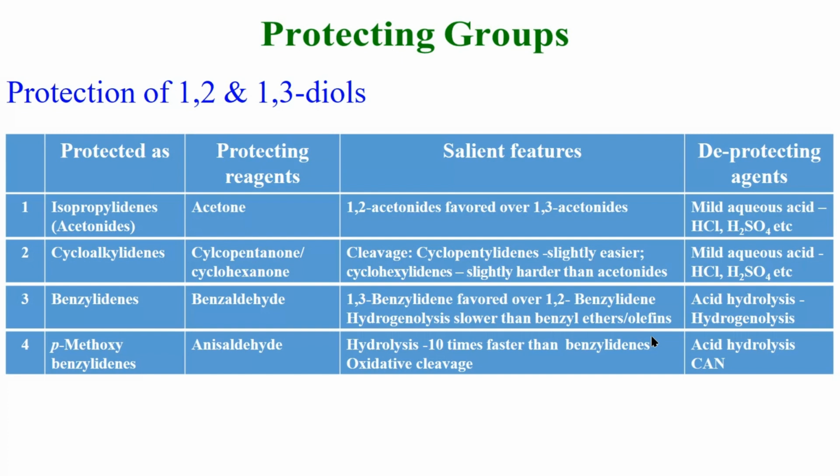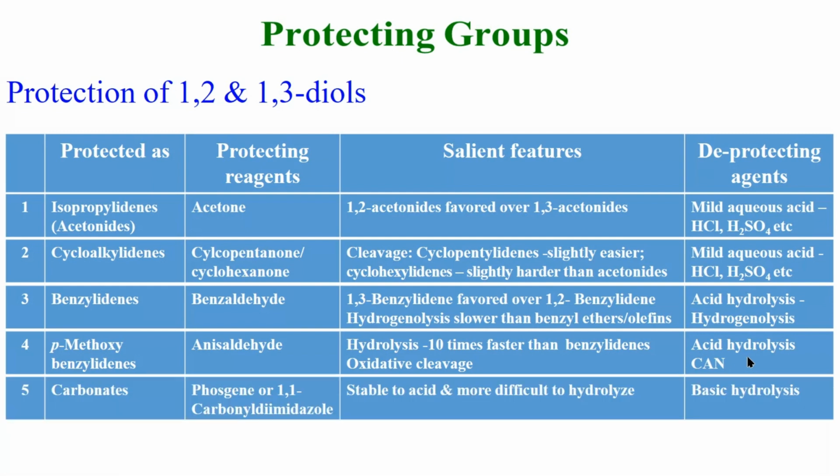Paramethoxybenzylidines are another way of protecting the diols by using the protecting reagent anisaldehyde. The beauty of this paramethoxybenzylidine is the fact that hydrolysis is 10 times faster than benzylidines, and it can also be cleaved by using oxidative cleavage. Acid hydrolysis is the method of cleavage similar to that of all the others, and it can be oxidatively cleaved by using ceric ammonium nitrate as the oxidizing agent.